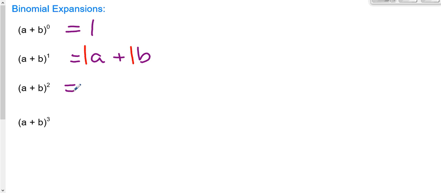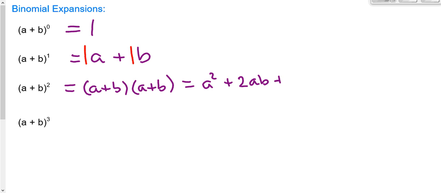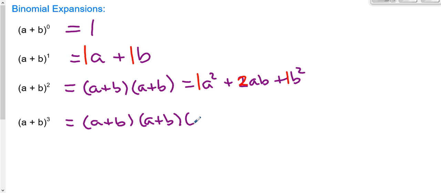If we have a plus b to the second power, then we need to FOIL, and we end up with a squared plus 2ab plus b squared, or shall I call it 1a squared plus 2ab plus 1b squared. So you can guess then what we're going to get when we multiply a plus b times itself 3 times. We can show it. A plus b times a plus b times a plus b.